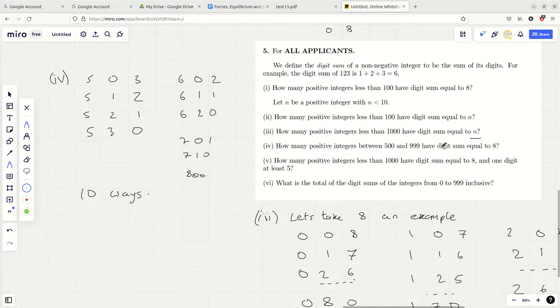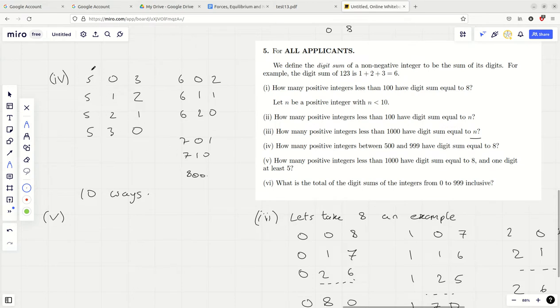I was really scratching my head, expecting it to be more difficult. Sometimes you're thinking, have I overcomplicated this? Okay, part five. How many positive integers less than 1,000 have digit sum equal to 8 and one digit at least 5? Well, I looked above here and I thought, well, at least 10, because this certainly satisfies part five, doesn't it? There's one digit at least 5 everywhere here.